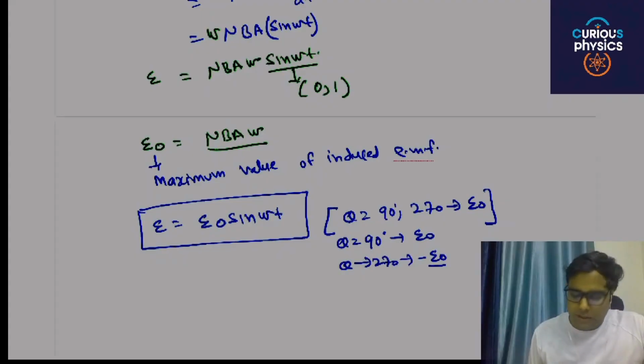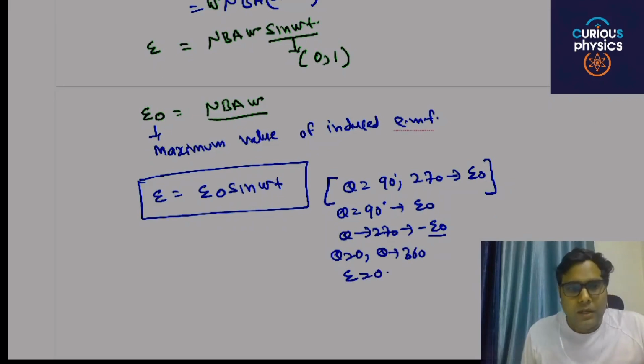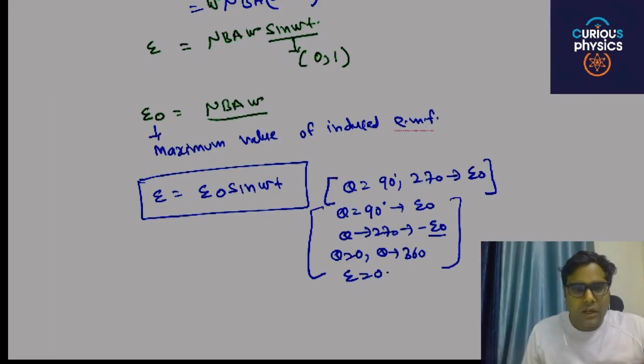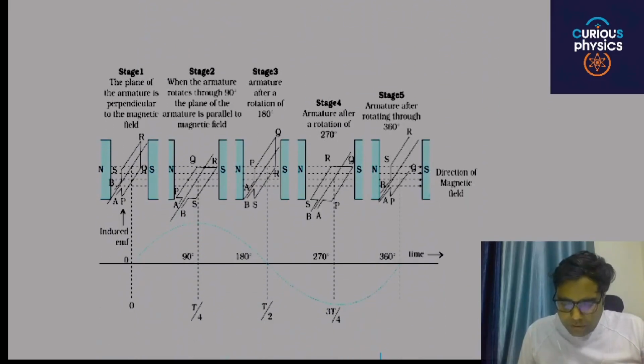Okay, are you able to understand my point? And at theta equal to 0 and theta equal to 360, the induced EMF will be 0. Are you able to understand my point or not? What we have discussed here, we can show in this particular diagram.